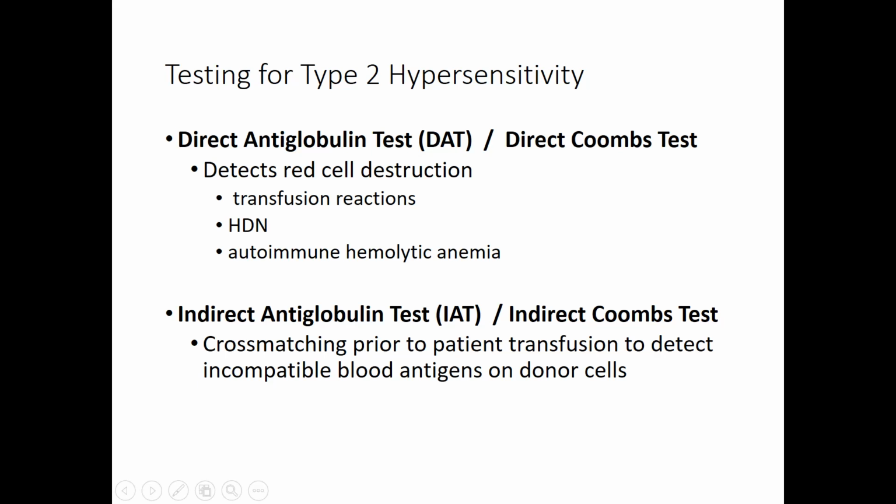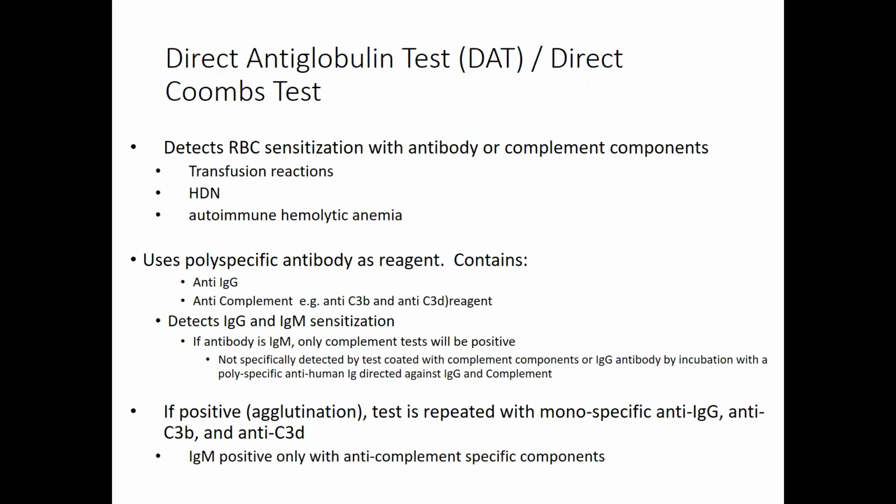Not to confound things, but we're also today going to talk about the indirect antiglobulin test, or the IAT, or the indirect test. This test really has nothing to do with type 2 hypersensitivity. We're going to talk about it now because these two tests sound so similar, and the test methodology is very similar, but DAT is the test for type 2 hypersensitivity. IAT is a process we use in the blood bank that's going to make sure that the donor blood cells are compatible with the patient's serum. So let's take a look at these two tests.